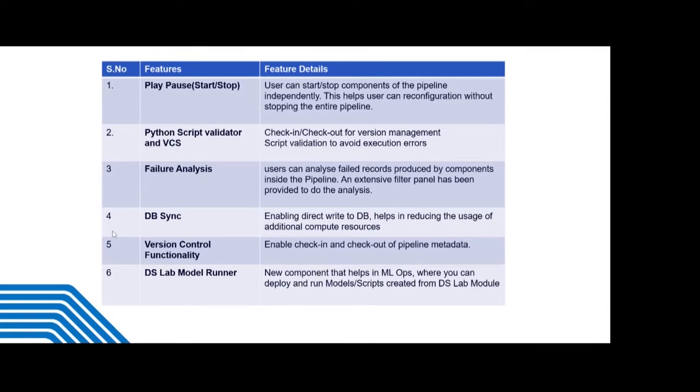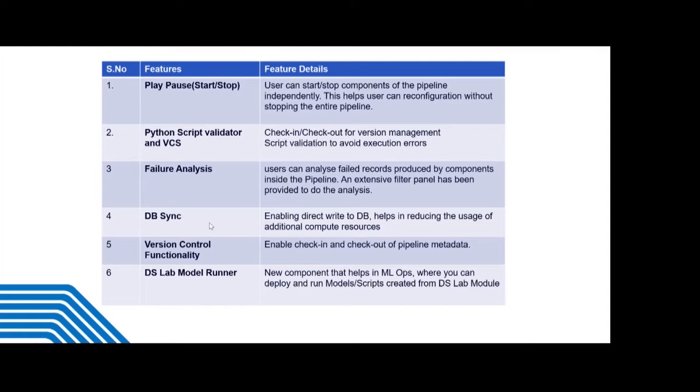Third one is the failure analysis. Failure analysis is nothing but the user can analyze the failed records which are produced by the component inside the pipeline. Whenever the component produces a failed record, it should be displayed in the fail over event, right? So we can analyze our failed data on the failure analysis UI. And there are multiple extensive filter panels. You can use them and analyze our data based on our requirement.